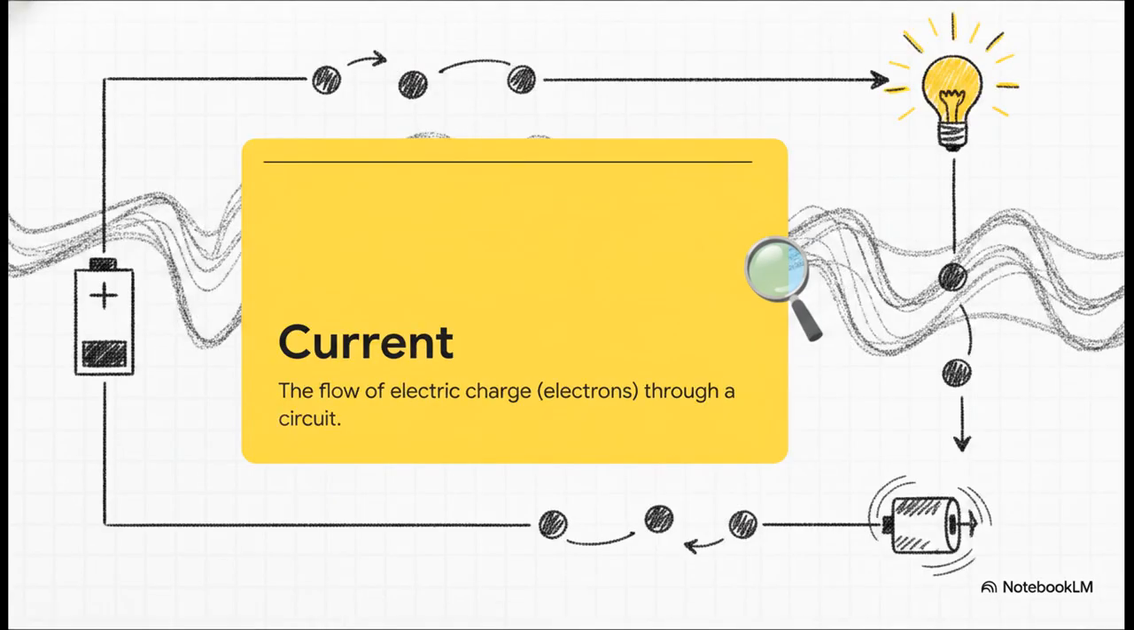Then, on the flip side, we have current. While voltage is the push, current is the actual movement, the flow of those electrons through a circuit. If voltage is the motivation, current is the action. It's the physical progression of electric charge traveling from point A to point B to do actual work, like lighting up a bulb or spinning a motor.